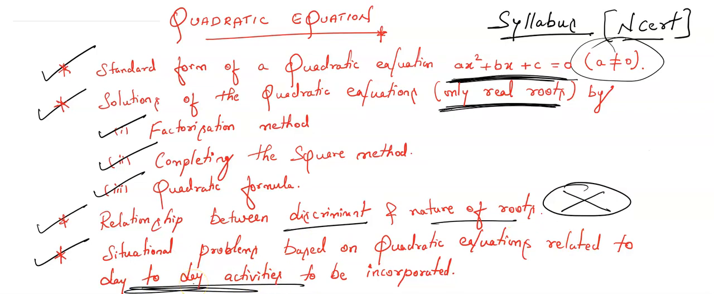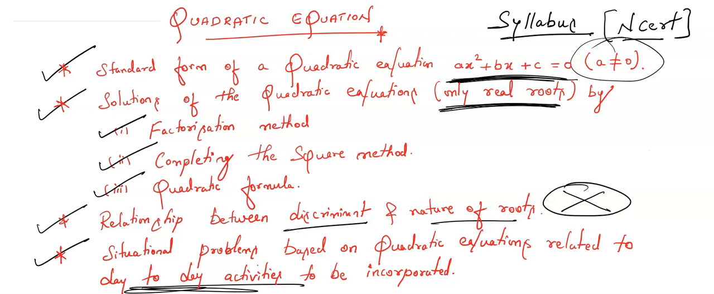Understood? Situational problems. I hope you may have seen, based on the speed they can ask you the question, like a motor boat going upstream, downstream, this much kilometer, this is the speed, or the speed of the wind is this. Are you getting my point? Or they can ask you the problem based on cost price and selling price. Or maybe based on ages: father's age is this, the daughter's age is twice of this. So these are all called situational problems. You can expect situational problems related to our day-to-day life or activities. Based on this also you can expect the question.